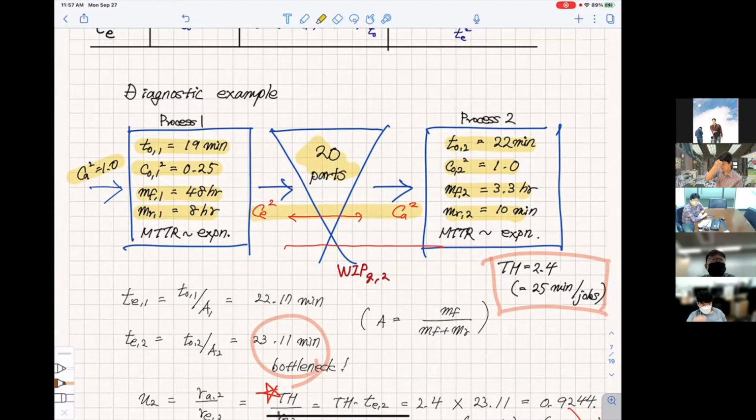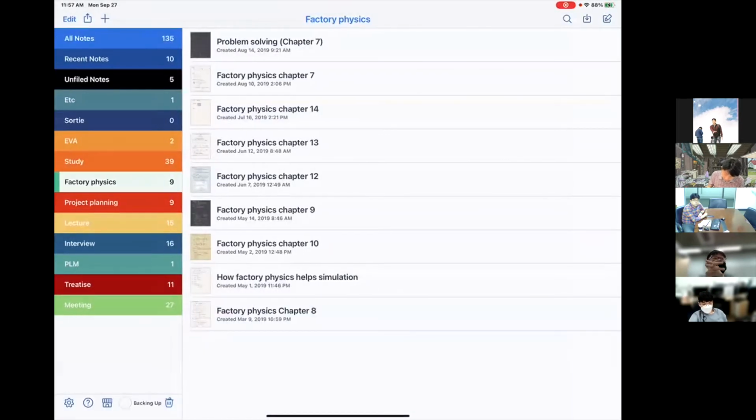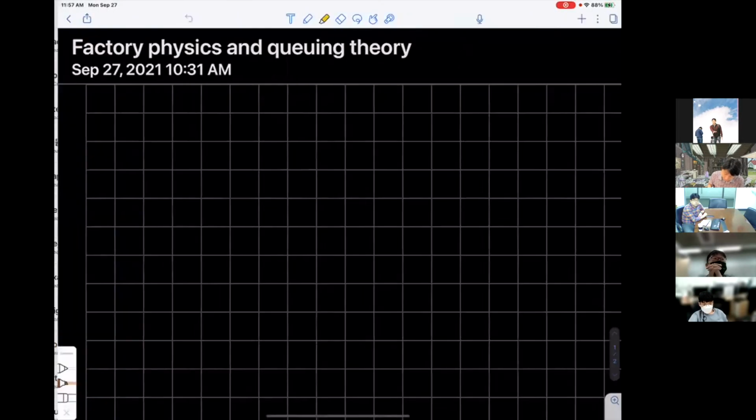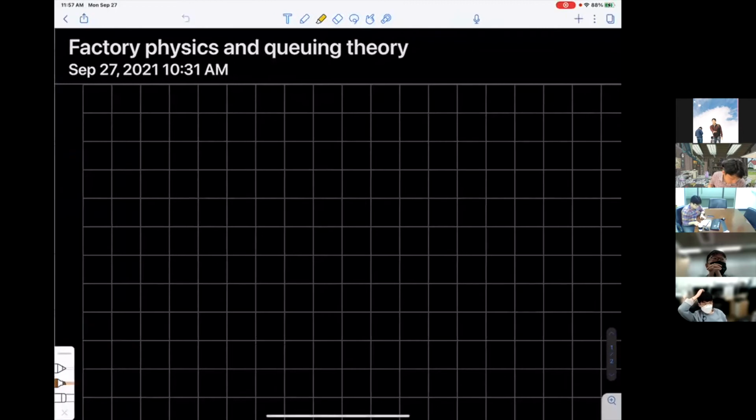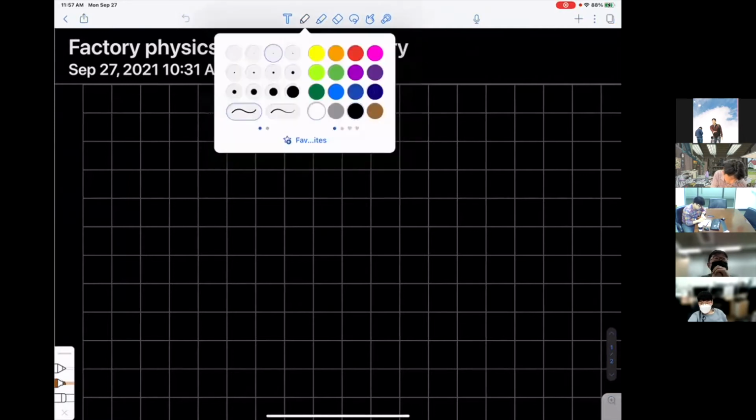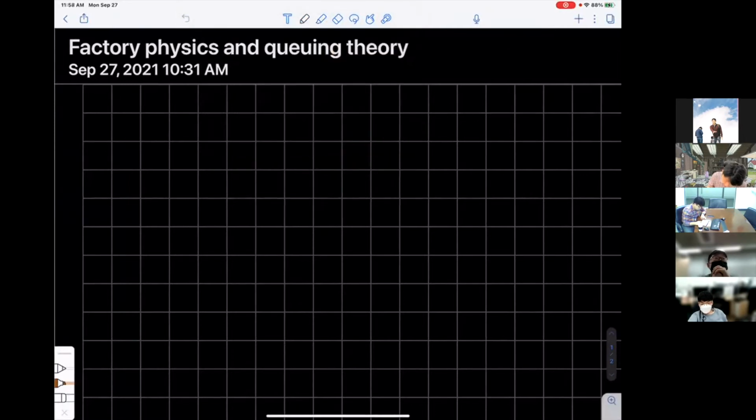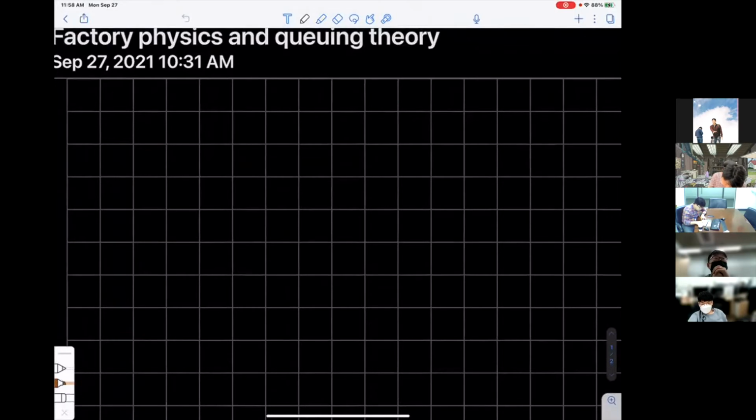So anyway, this problem will be treated maybe at the next class or next week. So today we will start from the very simple, the very basics of variability. Okay, we have to start with what is variability.